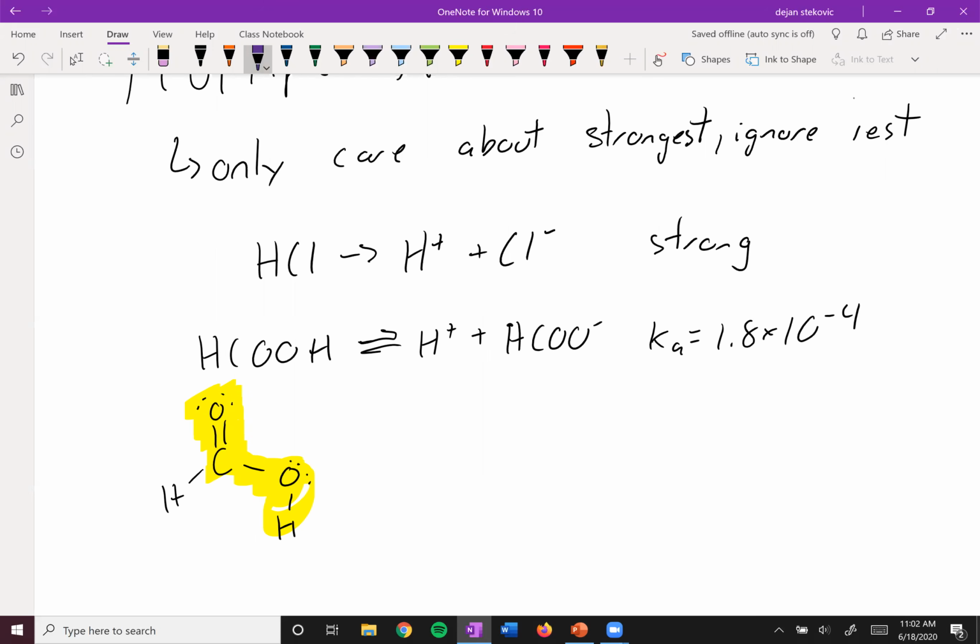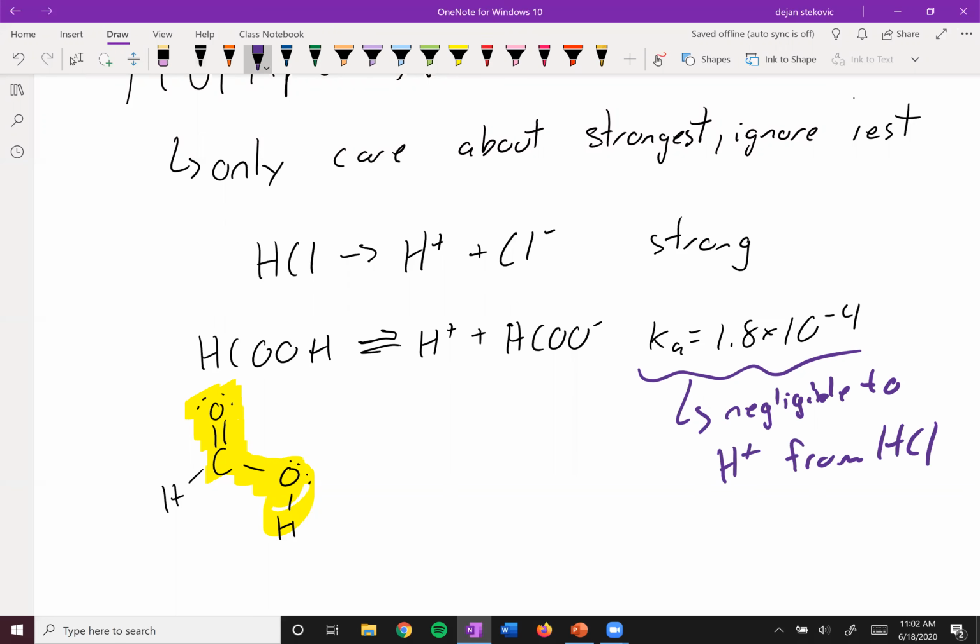What we say about this kind of value and the H pluses that formic acid would add is that it's negligible. Basically, for every one HCl, you're going to get one H plus. For every one HCOOH, you're only going to get 1.8 times 10 to the negative 4 H pluses. So it's just not nearly as important. We'll just say negligible to the H plus from HCl. So really, you just have to know what one of them is.